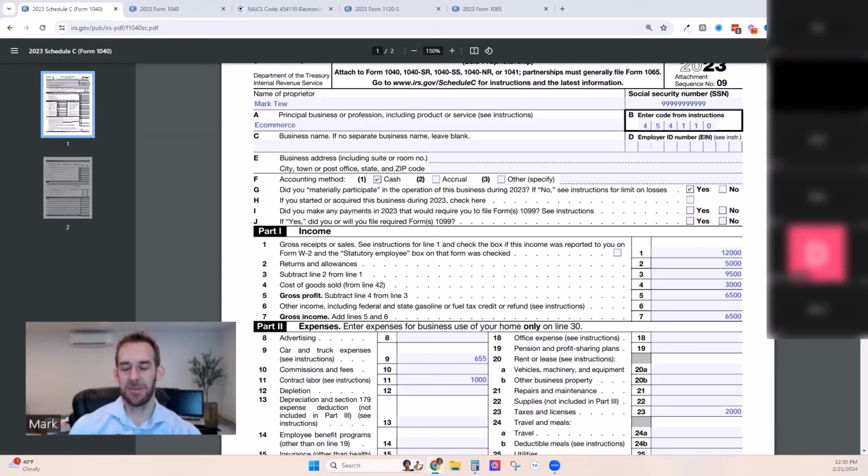Sheds could be 5 years, it could be 7 years, and if it's less than $2,500, you could just deduct the whole thing. So I don't have a specific answer for that one because it just depends. Sheds are kind of a gray area.